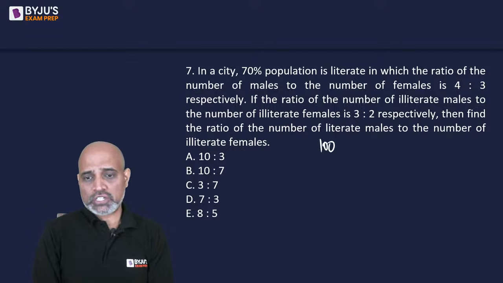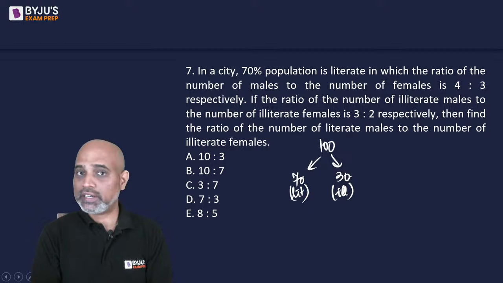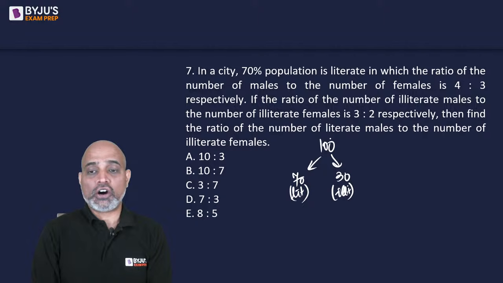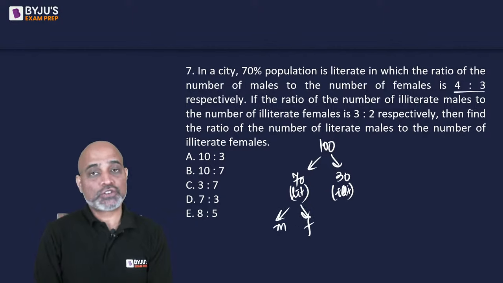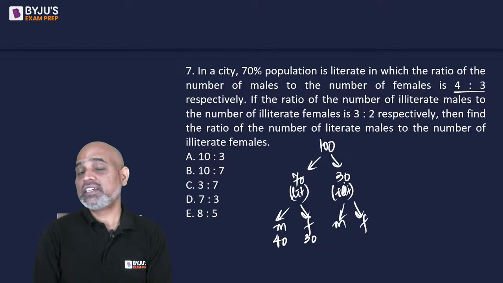So if the total population is 100, then out of those 100, 70 are literate. And of course, the remaining 30 will be illiterate, because it will be one of the two: people will either be literate or illiterate, right? Now out of the 70, if we deal with the male and female ratio, it's in the ratio 4:3, that is, 40 and 30. And among the illiterate, the ratio of male and female is 3:2. So I have to divide 30 in the ratio 3:2. So this is going to be 18 and 12.